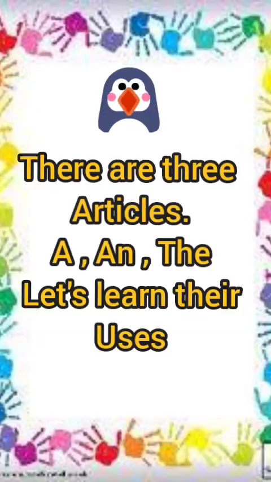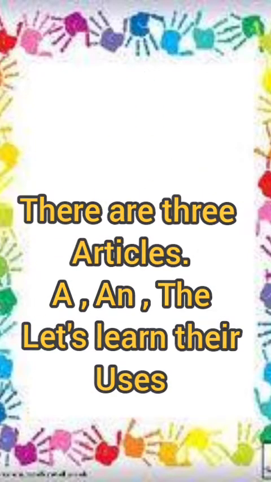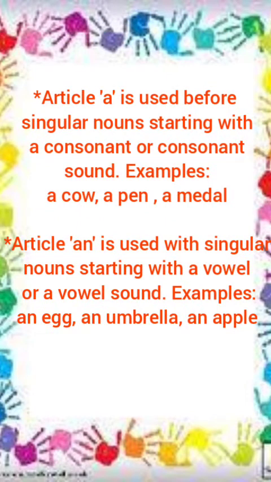So let's have the basic overview of the articles. There are three articles in the English language: a, an, the. Let's learn their uses. Article a is used before singular nouns starting with a consonant or a consonant sound. For example, a cow, a pen, a medal. Article an is used with singular nouns starting with a vowel or a vowel sound. For example, an egg, an umbrella, an apple.